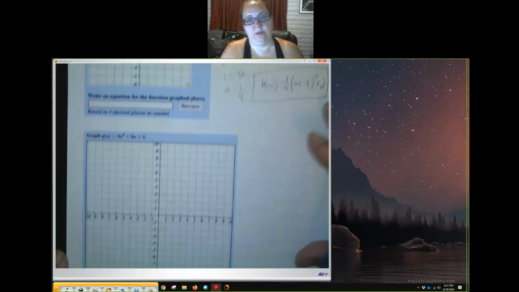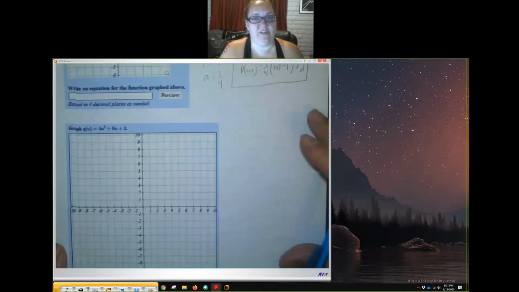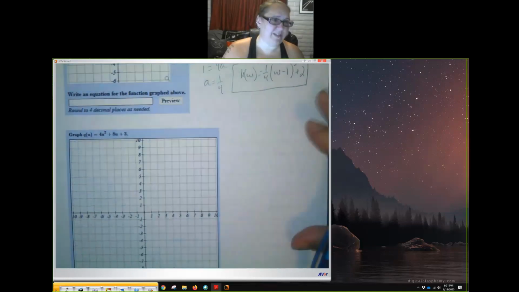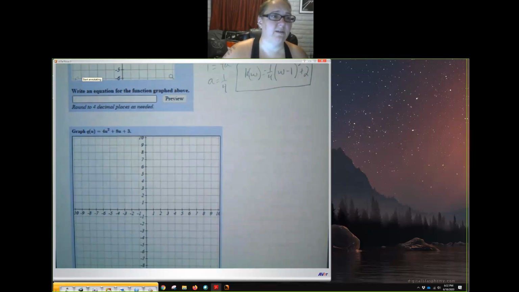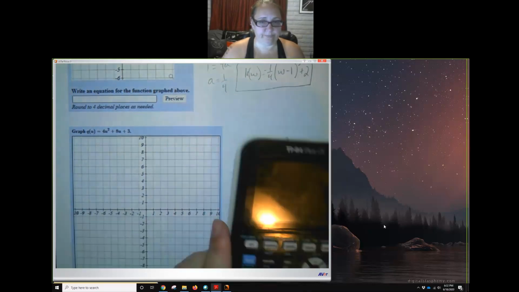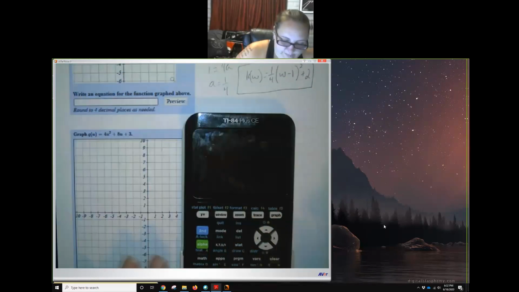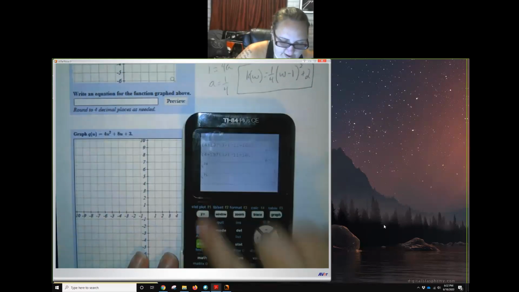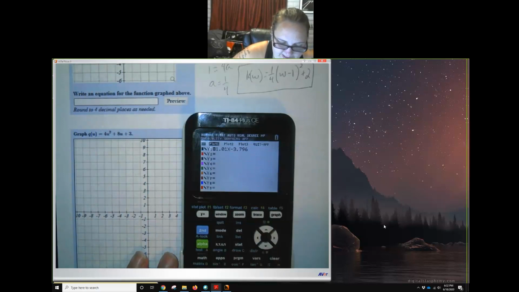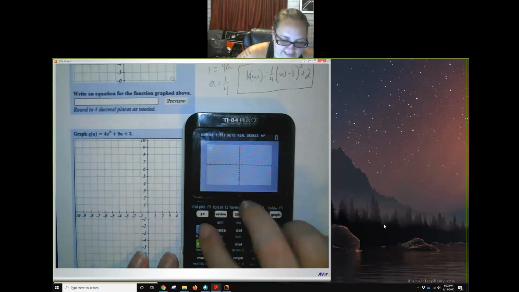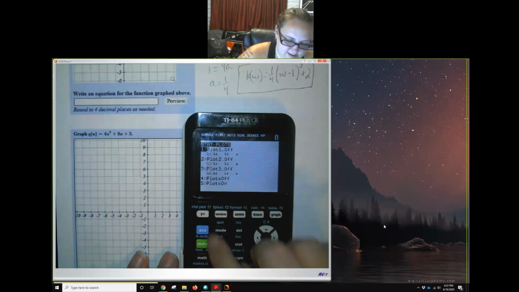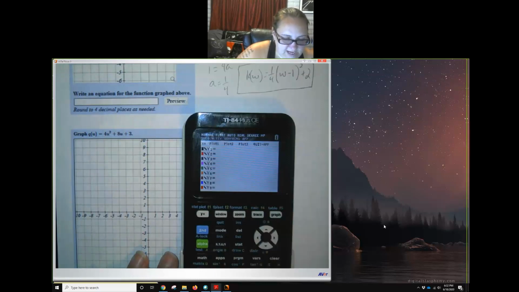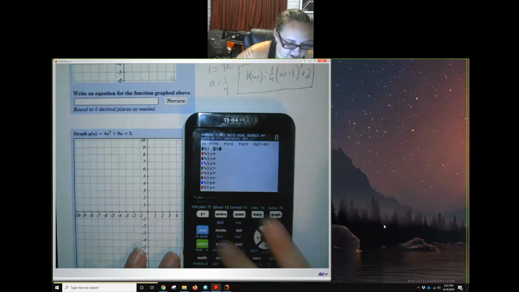Now, I'm sure that Andy went through a super fancy way to show you how to graph these, but to be honest, I'm going to use my calculator. y equals, turn those plots off. And then don't forget to reset your zoom. That's zoom 6. So y equals 4x squared plus 8x plus 3.